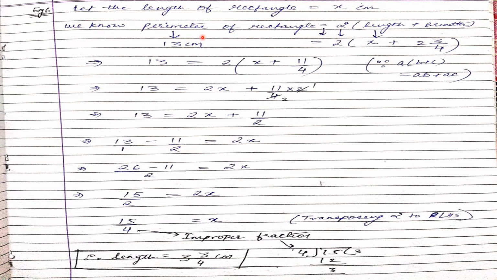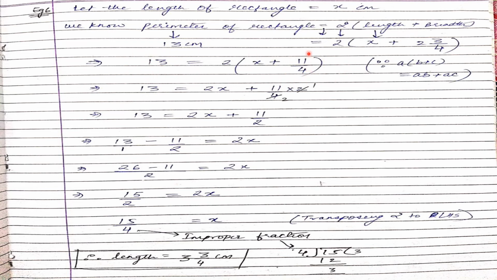Now, we will try to write the values of variables that we know. We know the value of perimeter, it is how much? 13. I have written 13 just below perimeter. Then equal to sign is there, equal to sign is here. 2 is here, 2 is here. Then we have length, we have assumed it as x, plus sign and breadth over here, 2 3 by 4. Now, we can say 13 equal to 2 bracket x plus 11 by 4 is the main equation of this question. Now it's very easy to solve.